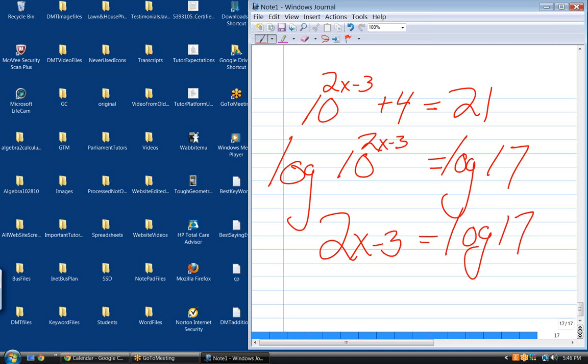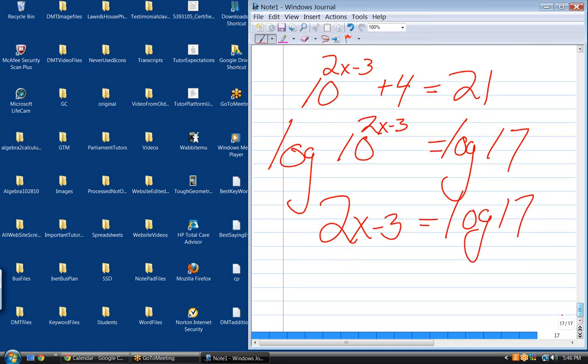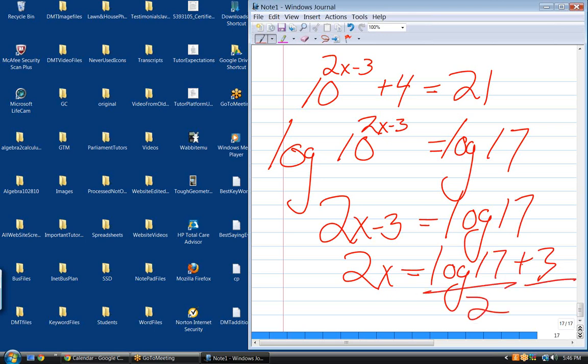Keep going. You add 3 to both sides, and then you divide it by 2. Okay, so 2x equals log 17, which is just a number. And divide that by 2, and divide that by 2, and you solve for x. And that's a perfectly acceptable format for the answer, incidentally. Just because this is a number and this is a number doesn't mean you have to add them together.